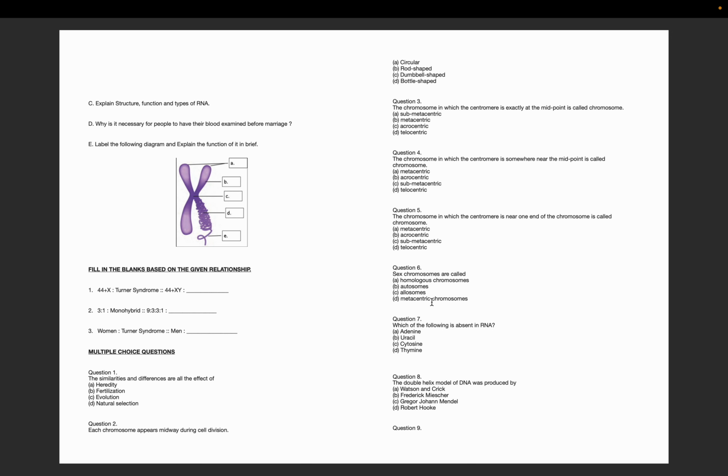Question number eight. The double helix model of DNA was produced by, it's a very easy question. It was given by Watson and Crick.